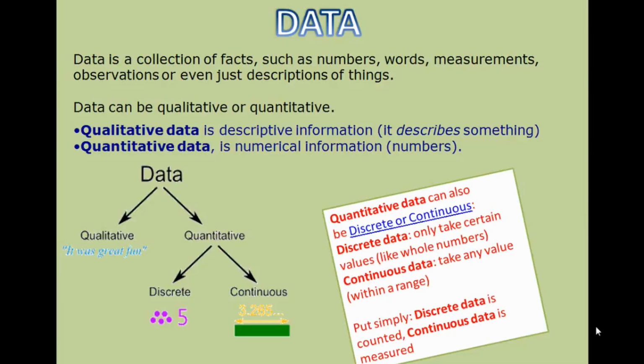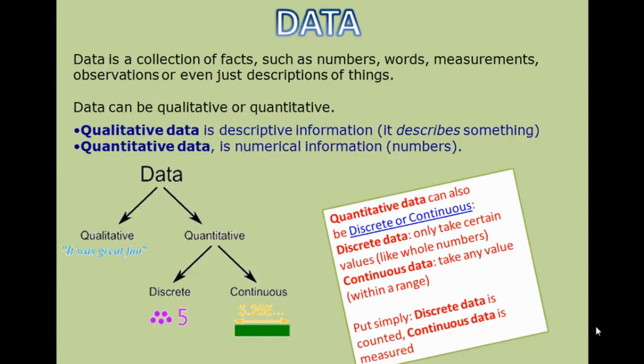Qualitative data is descriptive in information, such as "I had great fun." And when you present the data in the form of numerical information, it is known as quantitative data. This quantitative data can be divided into two parts, that is discrete or continuous. Discrete is when you present your numerical figures in the form of whole numbers, and continuous when you take any value within the range. For example, 3.265, it is between 3 and 4.